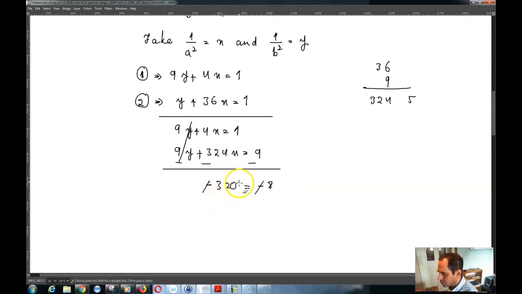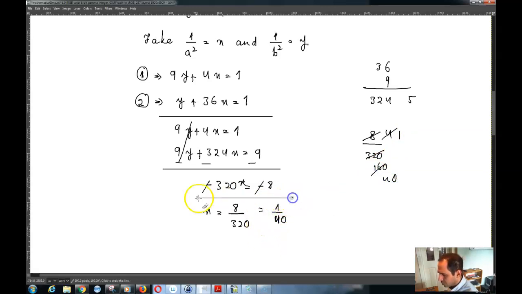And of course there is an x over here. And x is equal to 8 divided by 320. And this is divisible, of course. 8 divided by 320, divided by 2, is 4 over 160, and 160 divided by 4 is equal to 40. So that's 1/40. That is the value of your x.